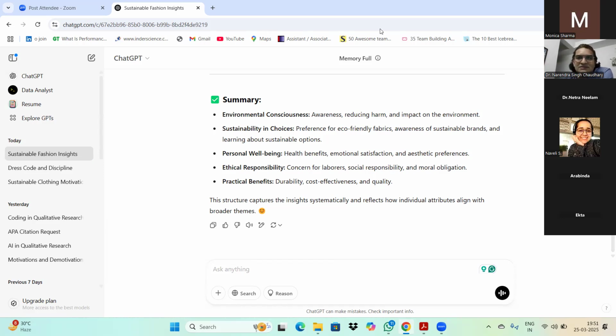Now I am stopping sharing. I want to know what coding you have done. I would like to see whether the codes we have developed are similar to what you have developed. What AI has given and what you have done, are they the same? Any volunteers? We have basically done in vivo coding, using the same verbatim that has been used in the transcripts.